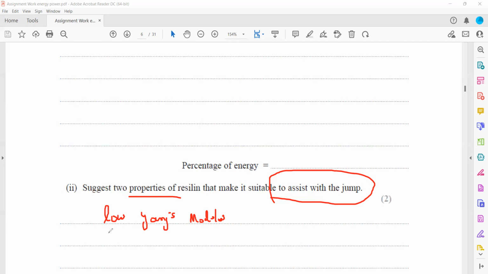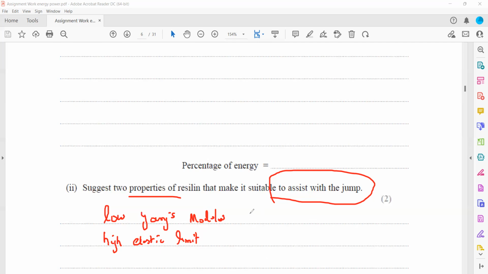Why a high elastic limit? If it did not have a high elastic limit, when it is deforming, it might deform plastically, or permanent deformation may occur. So it should have a high elastic limit and low Young's modulus, so that a greater amount of energy can be stored, and when it is released, most of the energy should be released.